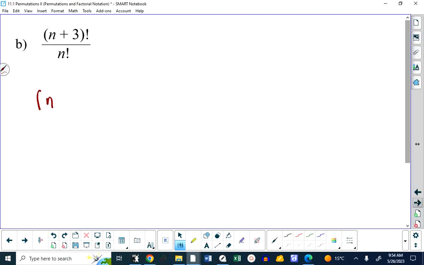Well, n plus 3 factorial is n plus 3 times 1 less, which is n plus 2, times 1 less, which is n plus 1, times 1 less, which is n. How many of you see that that n and everything down to the end of the line is going to cancel? Okay, that's the point.